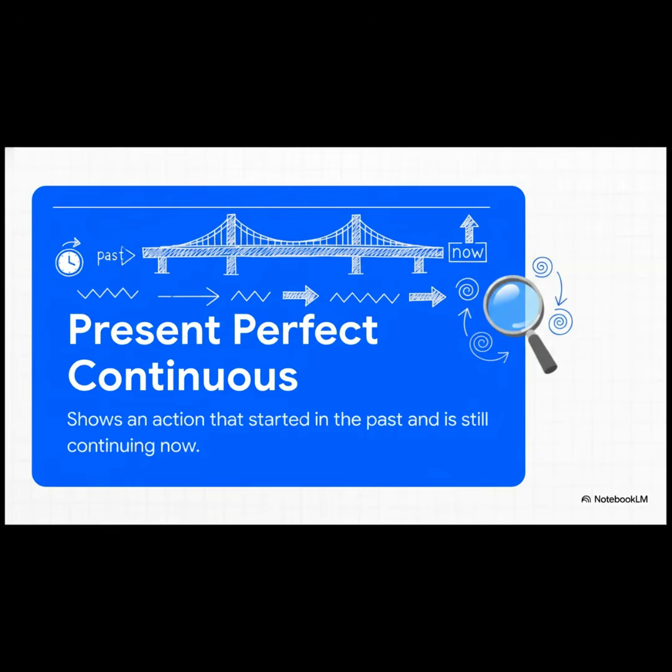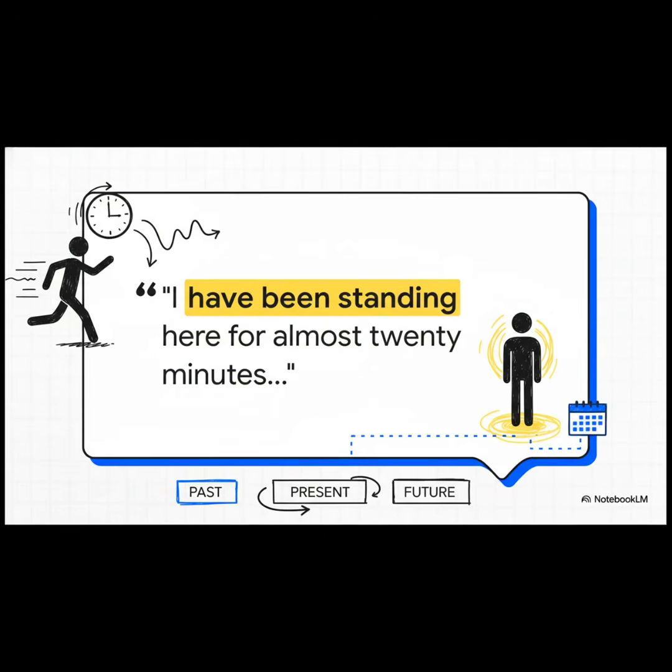And if you really want to emphasize that a past action is still going on, you can stretch that bridge even further with the present perfect continuous. This one is all about showing duration. And this sentence just illustrates it brilliantly. The action, standing, it started 20 minutes ago. And guess what? It's still happening right now. You can just feel how long it's been going on. The past and present are totally connected.